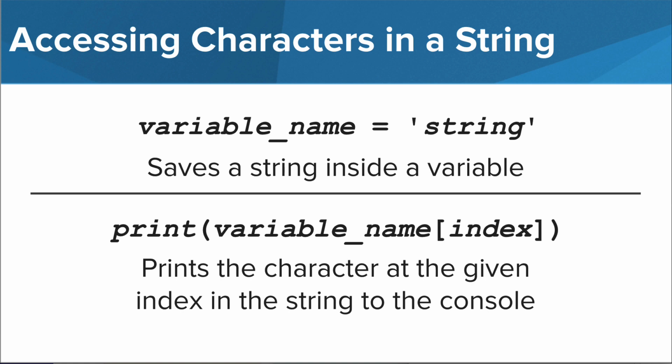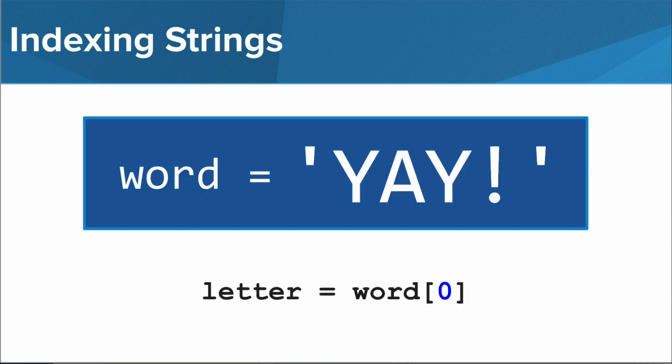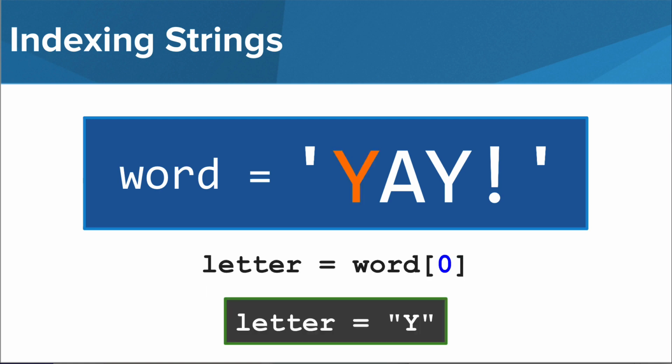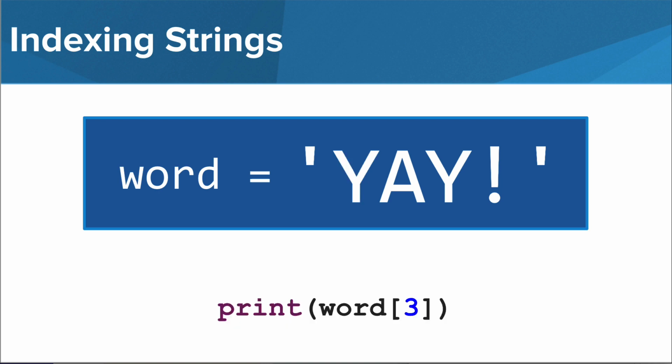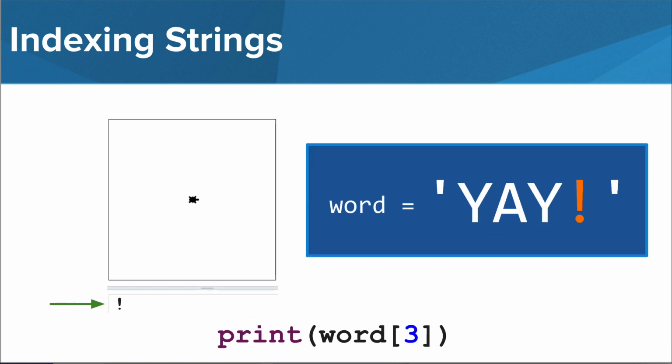Let's look back at our string example to see how this works. Here we have our string, yay, saved inside the variable word. What value would the variable letter have if we set it equal to word at 0? The first Y is the character at index 0, so this character would be saved inside the variable letter. What if we wanted to print the character at word 3? We would see the exclamation point, the value at index 3, printed to the console with this function call.